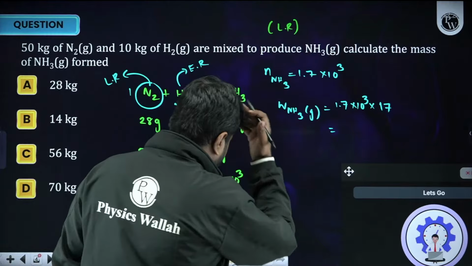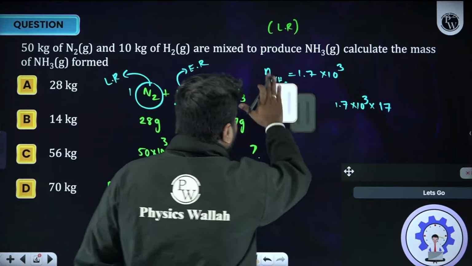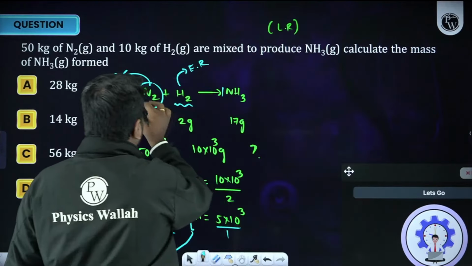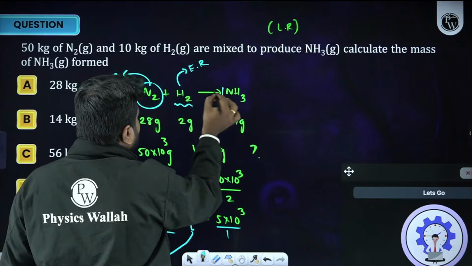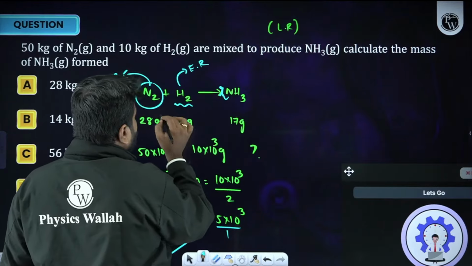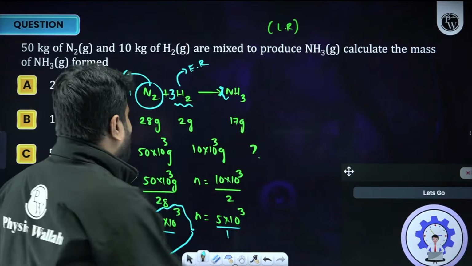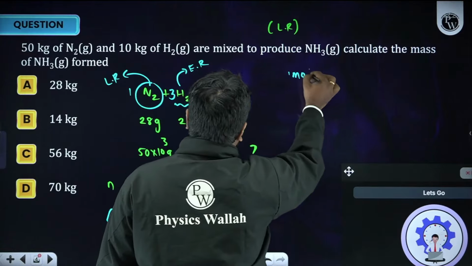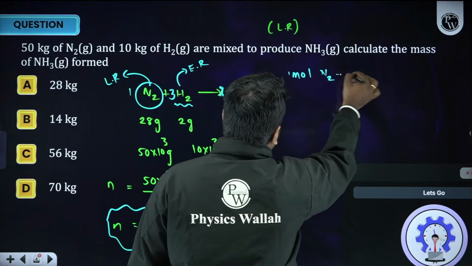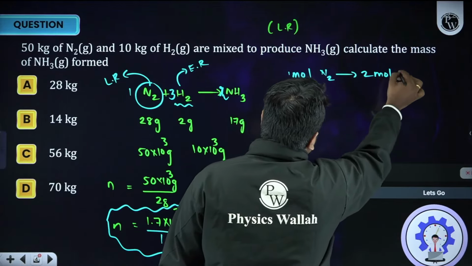Once again. See, what is the silly mistake I did? I need to balance the equation, no? N2 plus 3H2 gives 2NH3. 1 mole of N2 will give 2 moles of NH3. So from the balanced equation, 1 mole of N2 will give 2 moles of NH3.